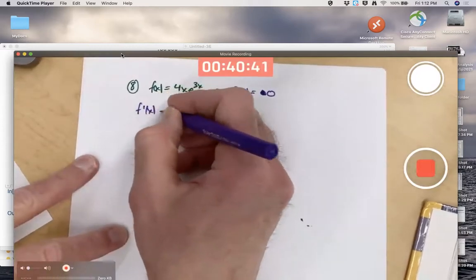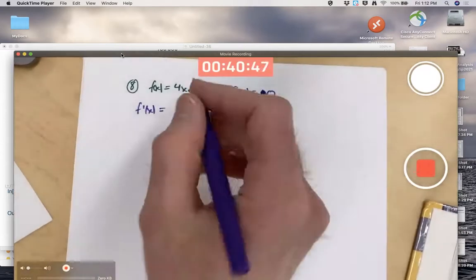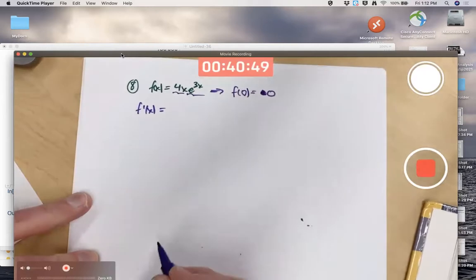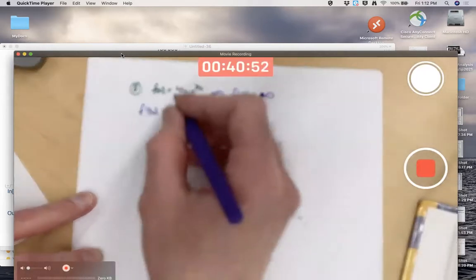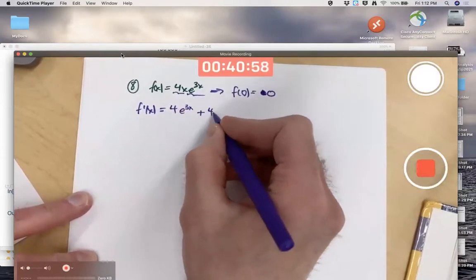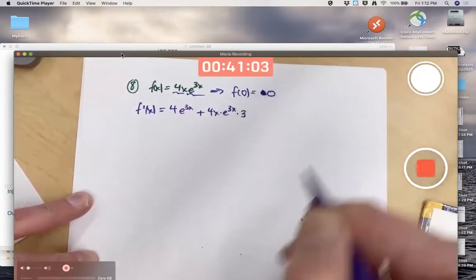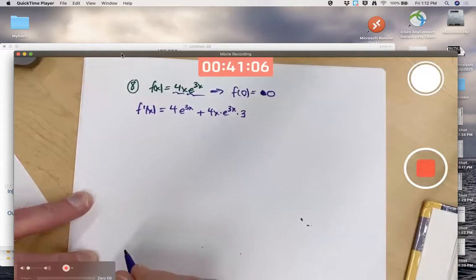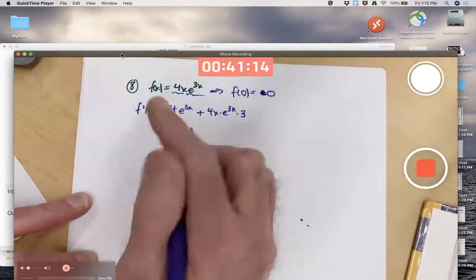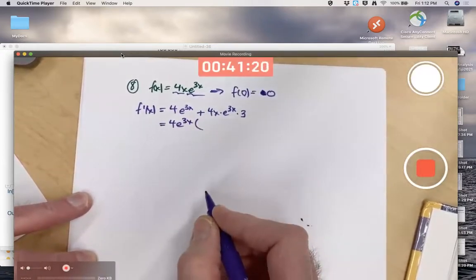What's the derivative? What rules do I need? Product rule and chain rule. I've got a first function and a second function. The derivative of the first function is 4 times the second function plus the first function times the derivative of the second, the derivative of e to the 3x is e to the 3x times 3. That's good enough for a gateway problem. But for using calculus, it's good to try to factor. We can factor out a 4. We can also factor out a common factor of e to the 3x, which is really nice because e to the 3x is never 0.